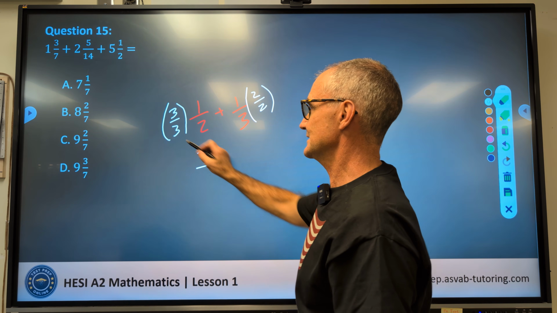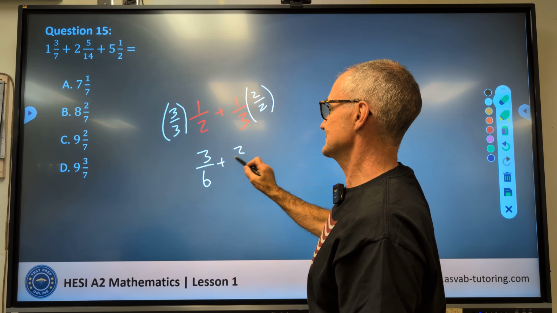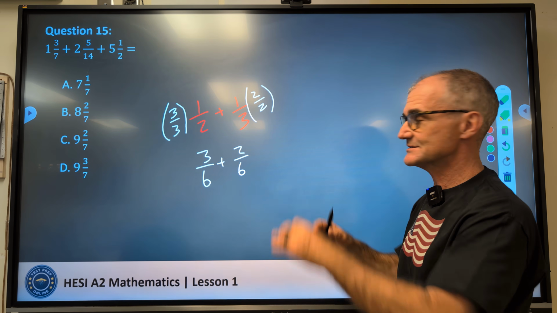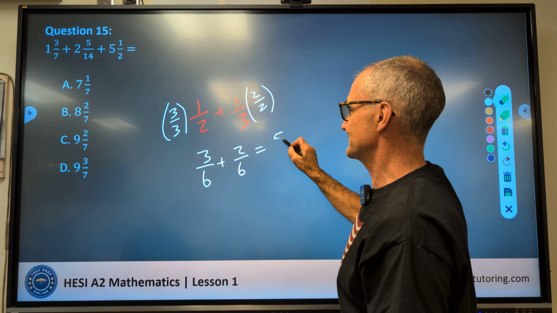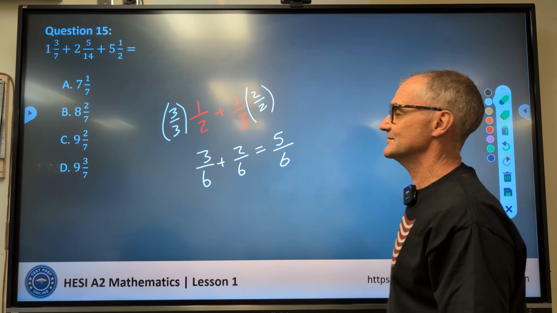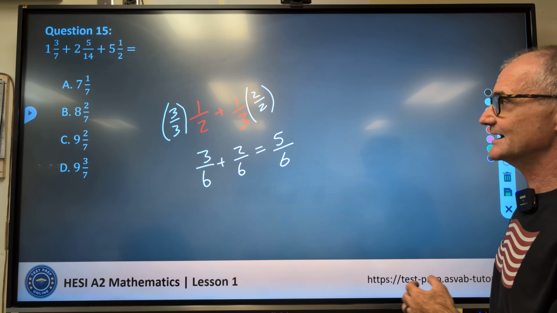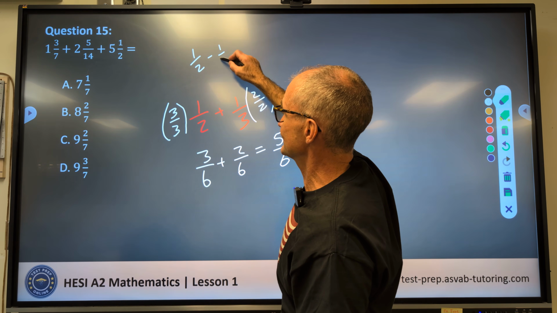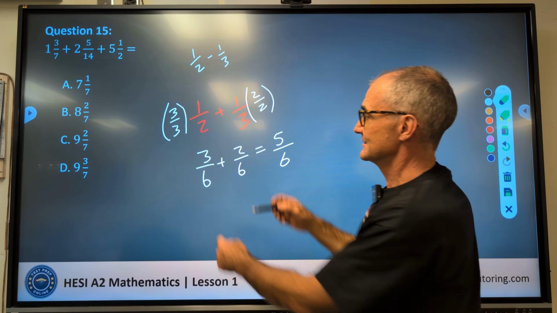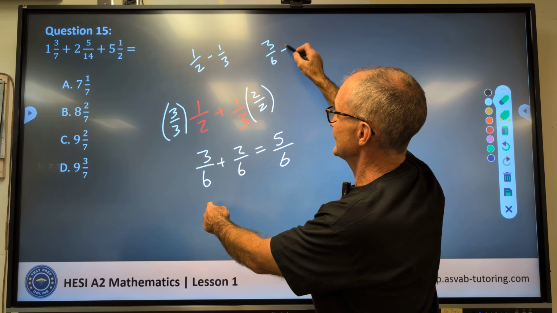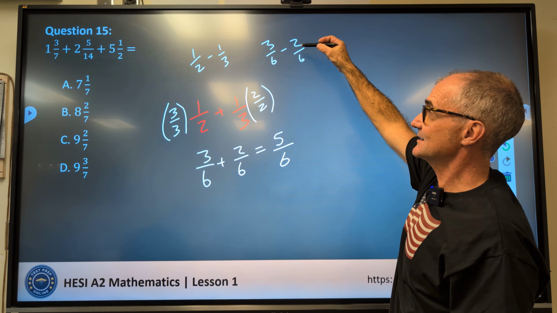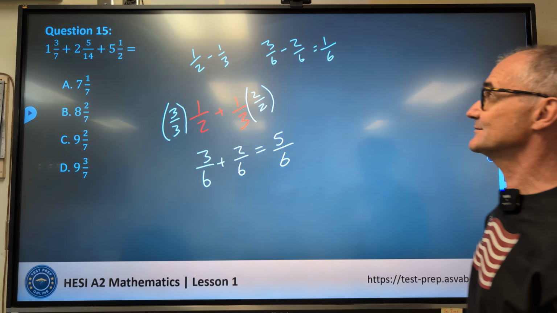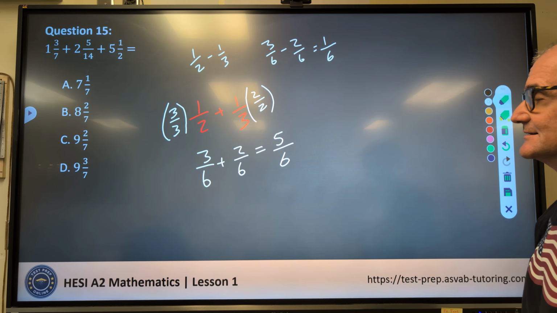That is going to give me 3/6 plus 2/6. Now I have that common denominator. The bottom number is the same. Now I add across the top to get 5, and I keep that common denominator: 5/6. So that's how I add fractions. Subtracting fractions is the exact same thing. If I have 1/2 minus 1/3, I have to have a common denominator. So I'm going to have 3/6 minus 2/6. I subtract across the top, and that's going to give me 1, keeping that common denominator 6. So that's how I add or subtract.